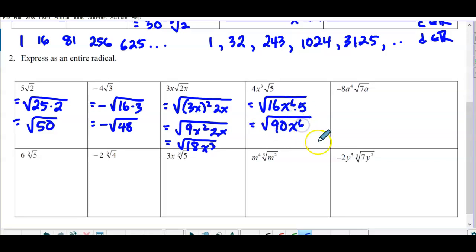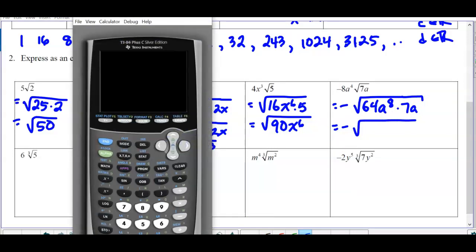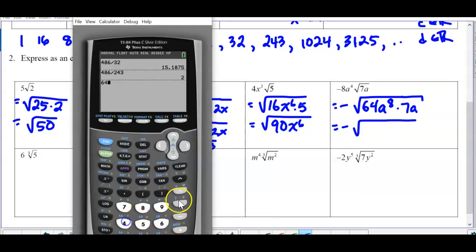x to the 6. Same thing here, leave the negative out. 8 squared is 64. 8 to the 4th is a to the 8 times 7a. So 64 times 7 is 448, and then a to the 9. Okay.